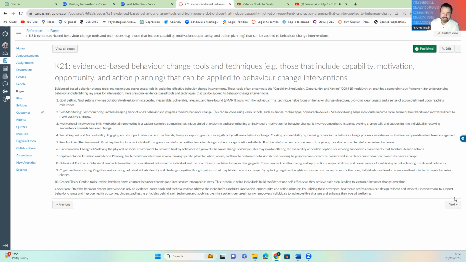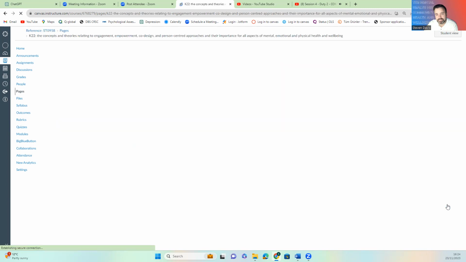Social support and accountability, feedback and reinforcement, those environmental changes, implementation, so then getting to it, looking at those behaviours, and then looking at cognitive restructuring, and then graded tasks, so enabling people to do it over a period of time.